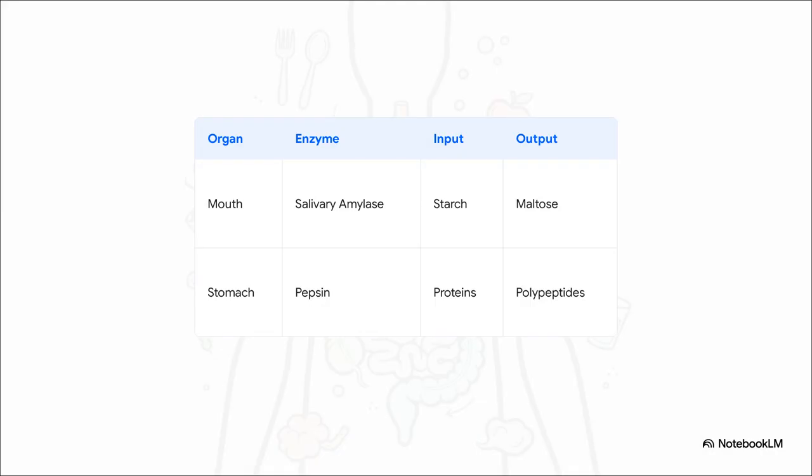Okay, now let's overlay the chemical rules onto those exact same organs. This is your definitive chemical cheat sheet, so pay close attention to how these variables map out. Up in the mouth, the specific enzyme at work is salivary amylase. Its target input is starch, which it breaks down to output maltose. But as we move down to the stomach, the environment completely changes. The enzyme down here is pepsin, which relies on a highly acidic environment, specifically hydrochloric acid, to even function. Pepsin explicitly targets proteins, actively snapping those bonds to output polypeptides. Visualizing these exact inputs and outputs is absolutely key to mastering this process.